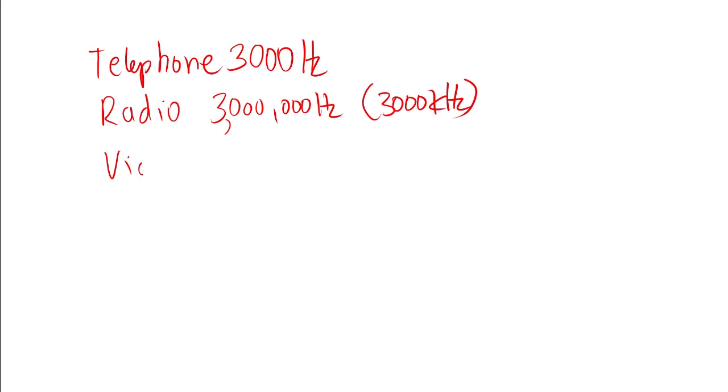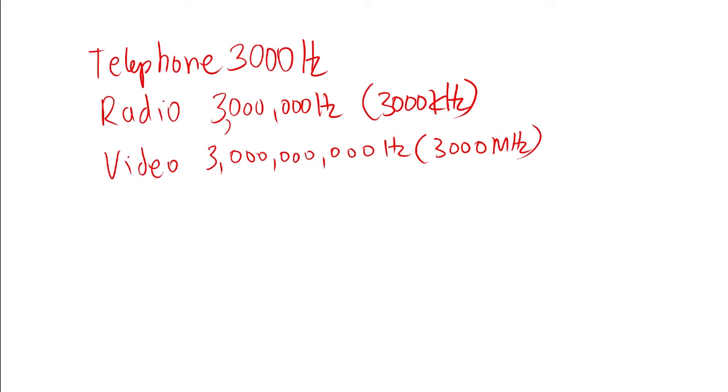And a video, like an antenna, can be 3,000 megahertz or 3 billion hertz. And the radar can be 300 gigahertz, so 300,000 million billion hertz.